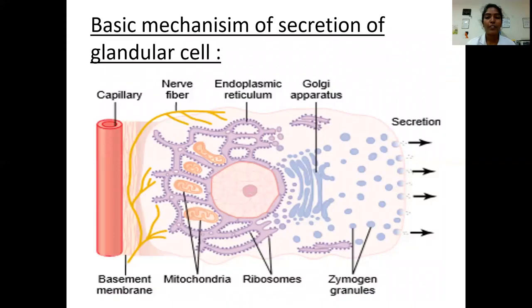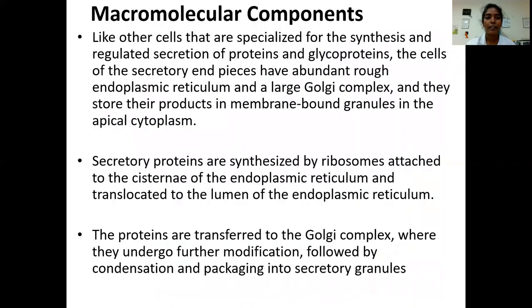Basic mechanism of secretion of granular cells. Macromolecular components. Like other cells that are specialized for the synthesis and regulated secretion of proteins and glycoproteins, the cells of the secretory endpiece have abundant rough endoplasmic reticulum and large Golgi complexes, and they store their products in membrane-bound granules in the apical cytoplasm.